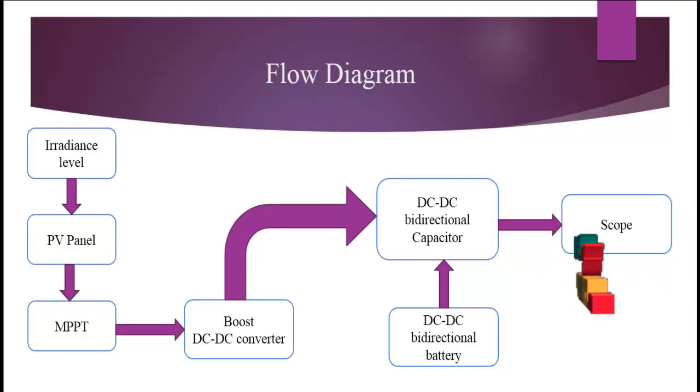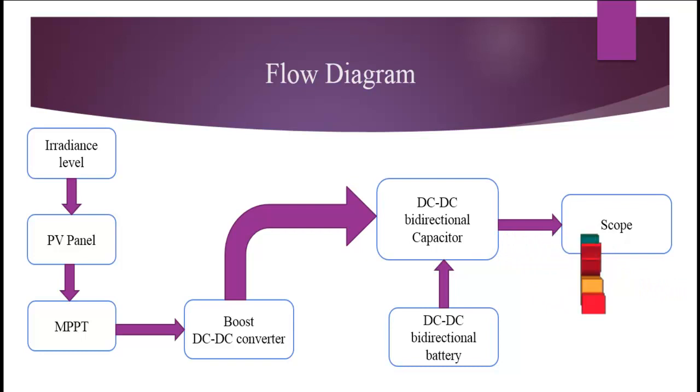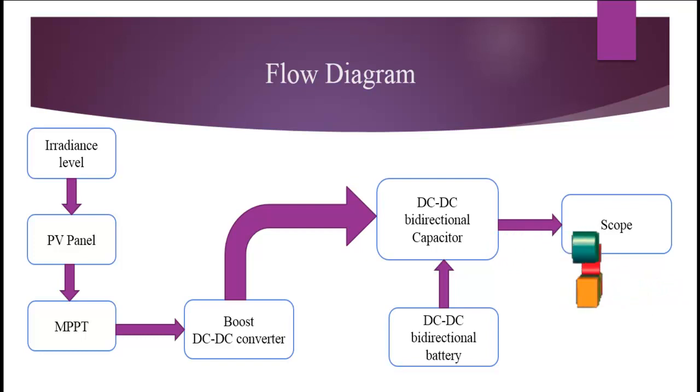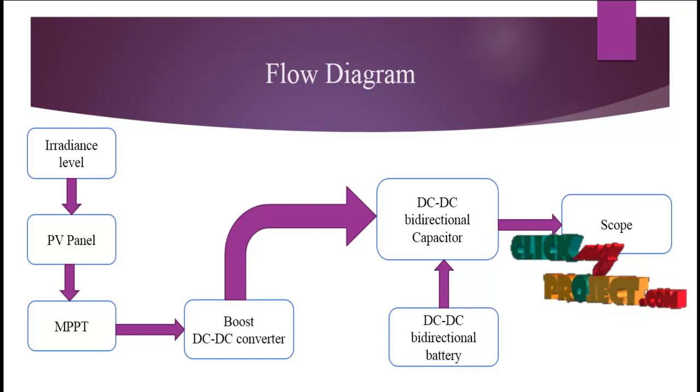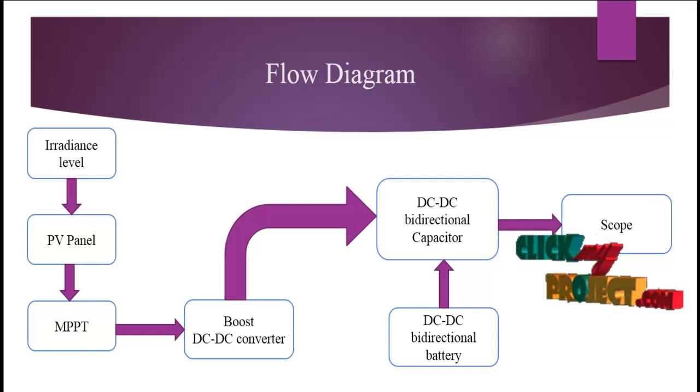Let us see our flow diagram in our project. First, the irradiation level goes to the PV panel. The PV panel goes to the boost DC to DC converter, which boosts the voltage. And then the MPPT algorithm, using P&O, is connected to the supercapacitor.